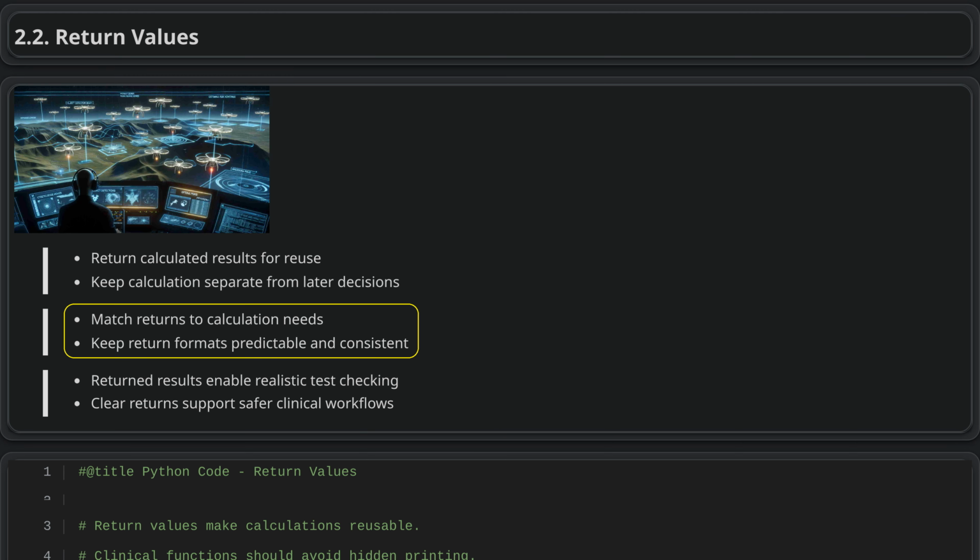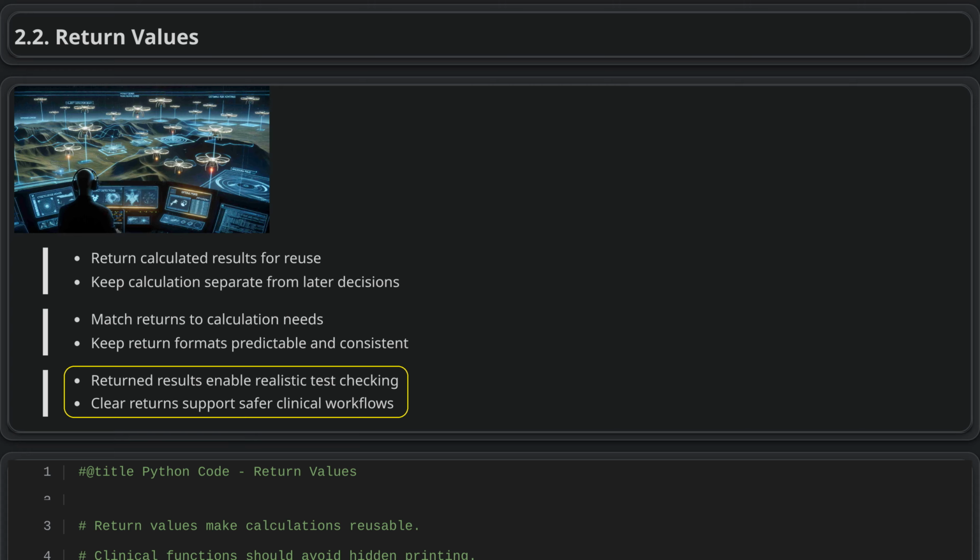Good return values make clinical calculation code safer and easier to understand by matching the calculation's purpose and the user's needs. A function may return one result, such as an estimated dose, or several related results, such as a score and its interpretation. Keeping return types consistent makes outputs predictable, reduces errors, and helps programmers follow the path from raw data to clinical result. Functions used with clinical examples should return results, not just display them, so their outputs can be checked against expected values.